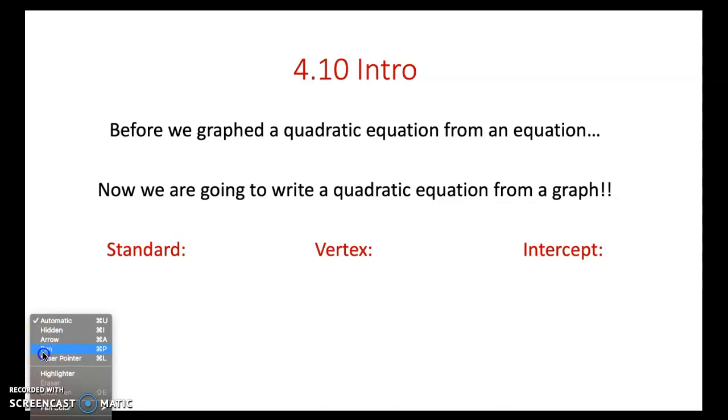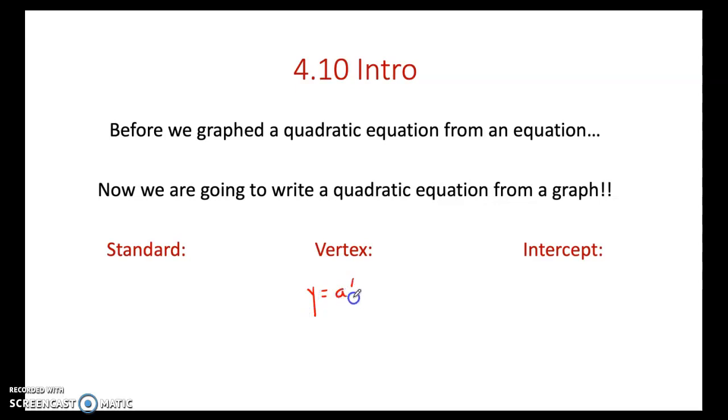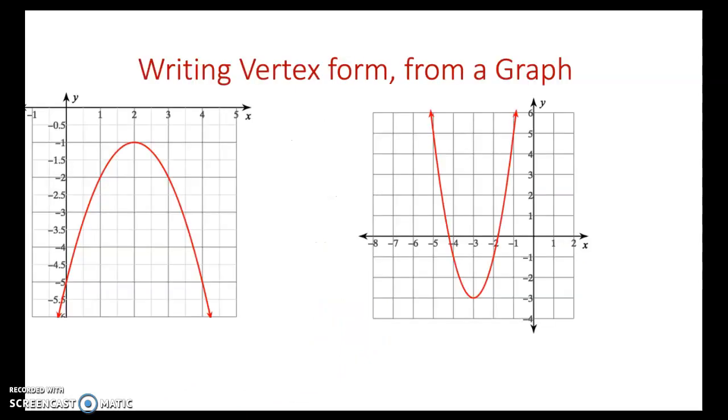Just as a reminder, vertex form is y equals a times x minus h quantity squared plus k, where h and k is the vertex. That's why they call it vertex form. You can pick out the vertex just by looking at this. So we're going to write an equation from a graph as well as from information today. From a graph, looking at this one here, the first step I would do is find the vertex.